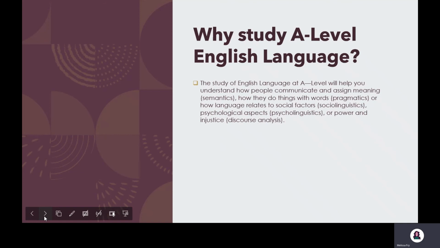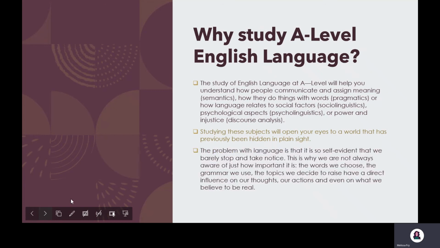It's not just how a writer uses language or how a speaker uses language and the intended effect, but really the big picture. How do words impact the way we live our lives? Now, studying these subjects is going to open your eyes to a world that has been previously hidden in sight. We really take for granted the words we use. We don't stop to think about them. We don't stop to think of the barrage of language that we are faced with every day.